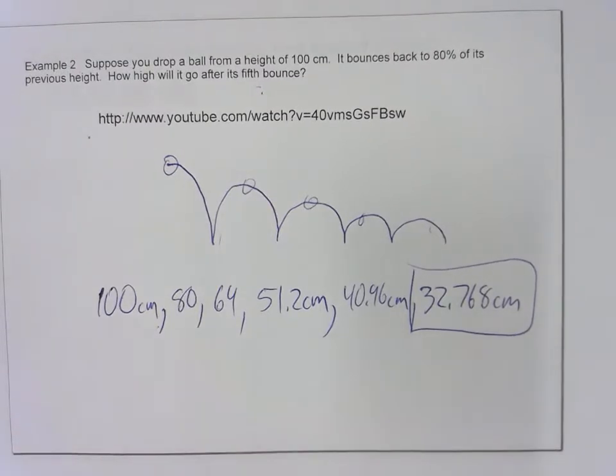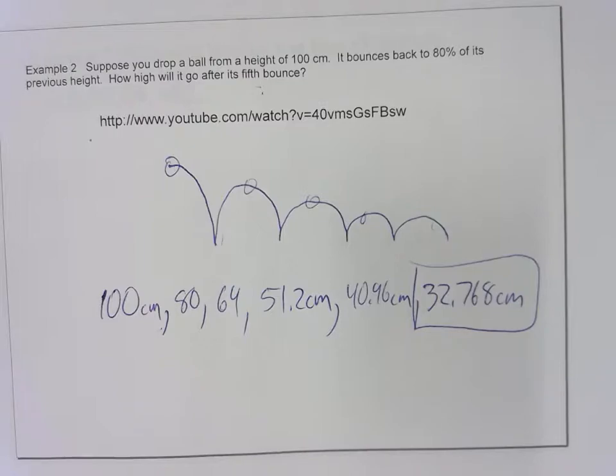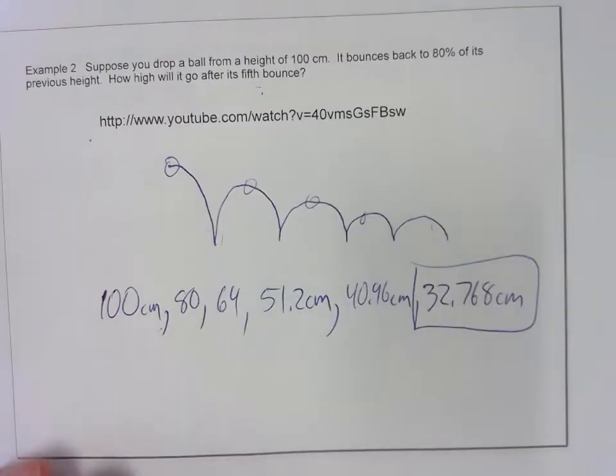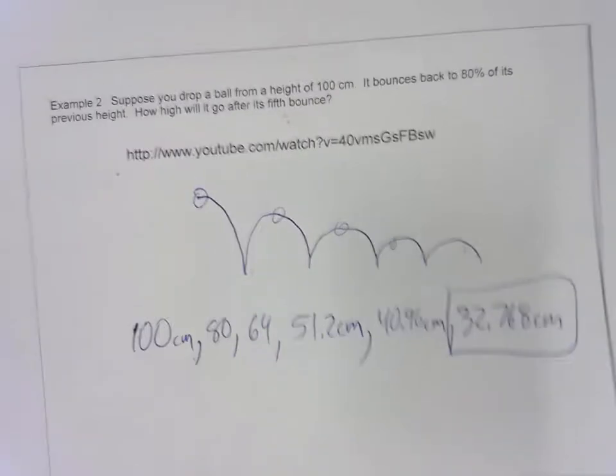So this is a sequence too. This sequence right here, so there are different kinds of sequences. This one's done by adding 5 every time. This one is done by a formula. We have a formula that we can do. This one's done by multiplying by the same thing every time, or dividing because it's getting smaller.